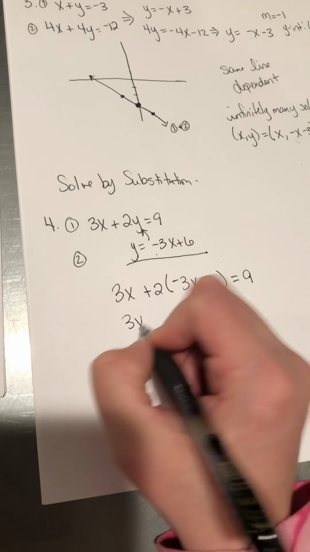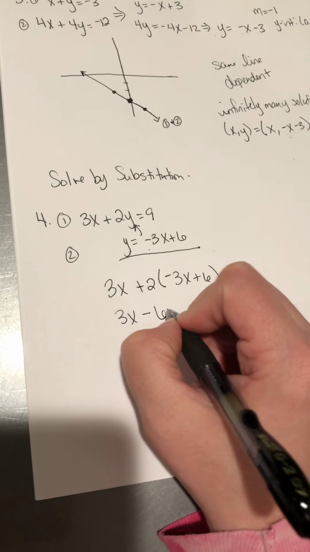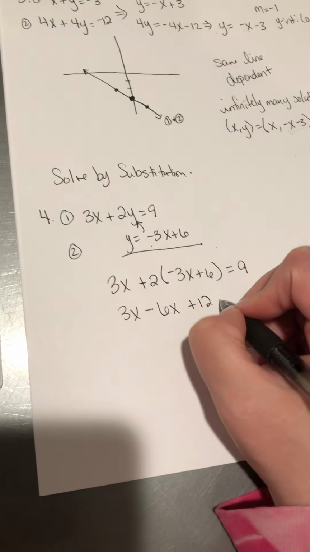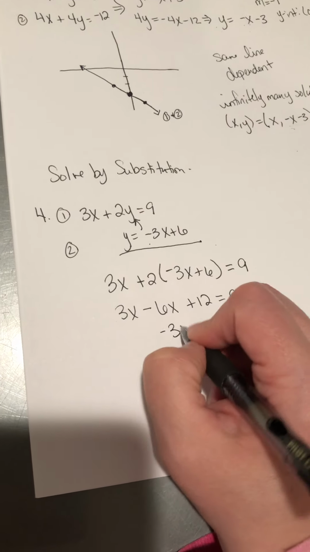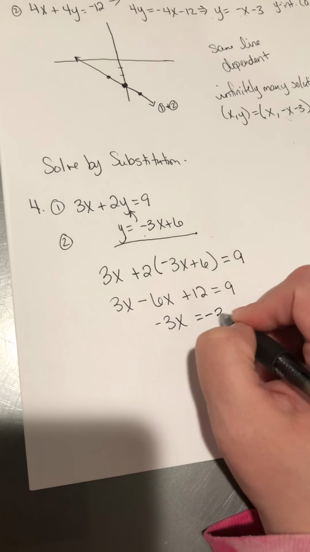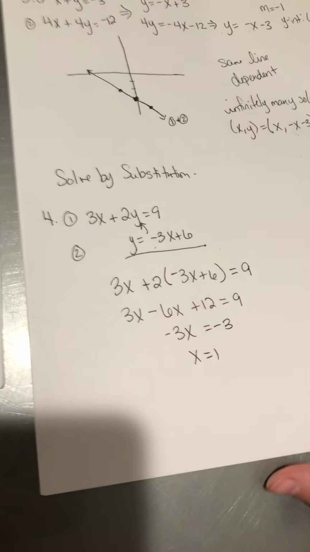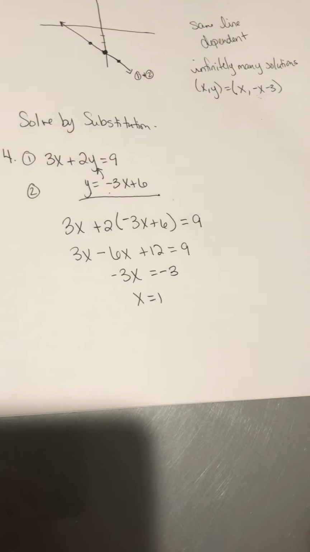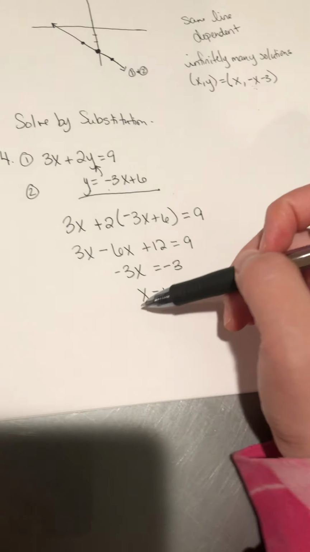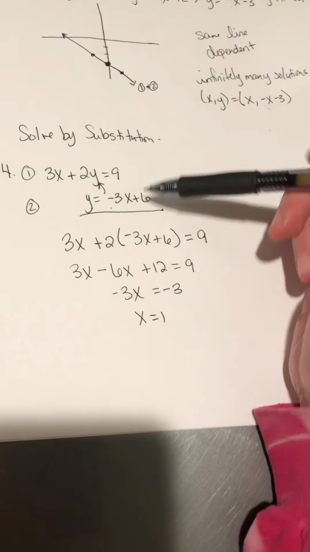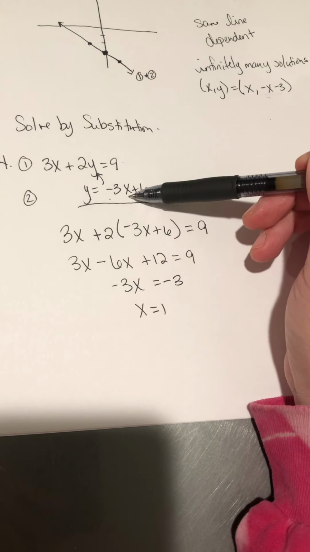So we've got 3x, and if we distribute my 2, I've got minus 6x plus 12 is equal to 9. 3x minus 6x is negative 3x. If I subtract 12, I get negative 3, and x is 1 when I divide by negative 3. So this is the x answer. Now I have to remember to go back and find y, and you can plug it into either equation 1 or equation 2.